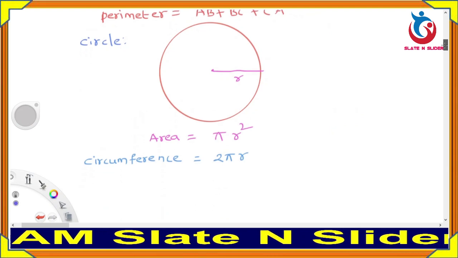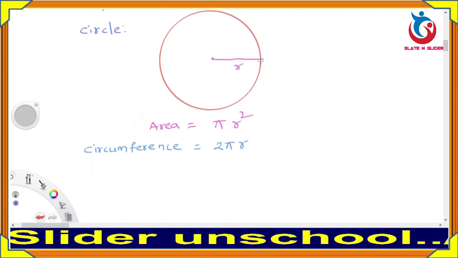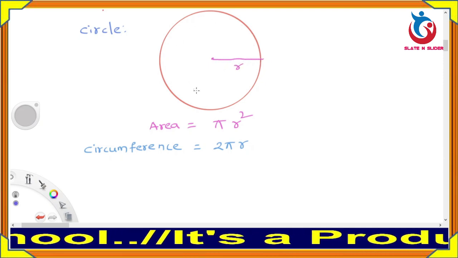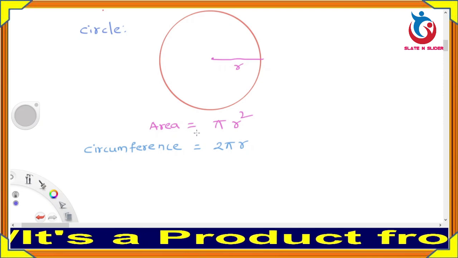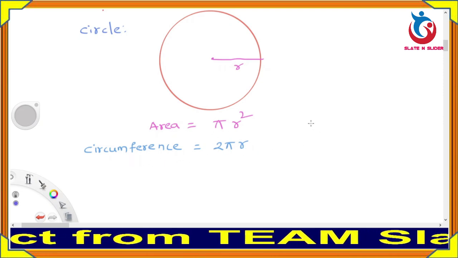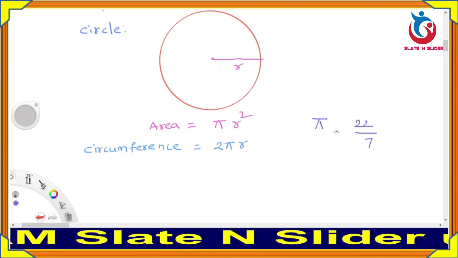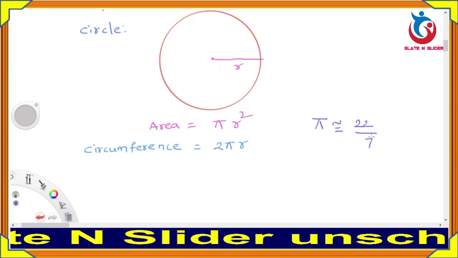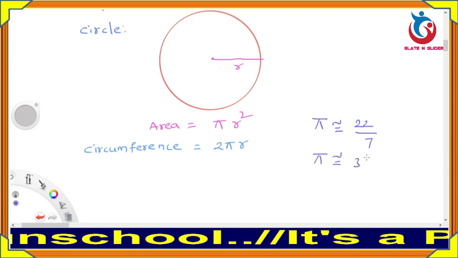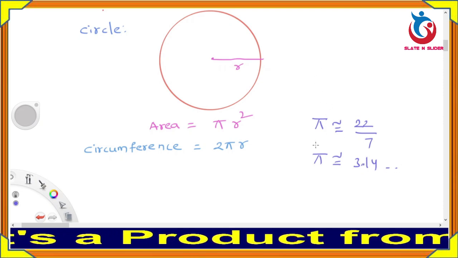And circle. The distance from the center to a point on the circle is called the radius. So this is radius R and it is a circle. The circle's area is equal to pi R square and the circumference is equal to 2 into pi into R. Here we should take the pi value as 22 by 7. It is only an approximate value, not the exact one. And if you want to take the decimal, then we can take 3.14. So it is an approximate value.